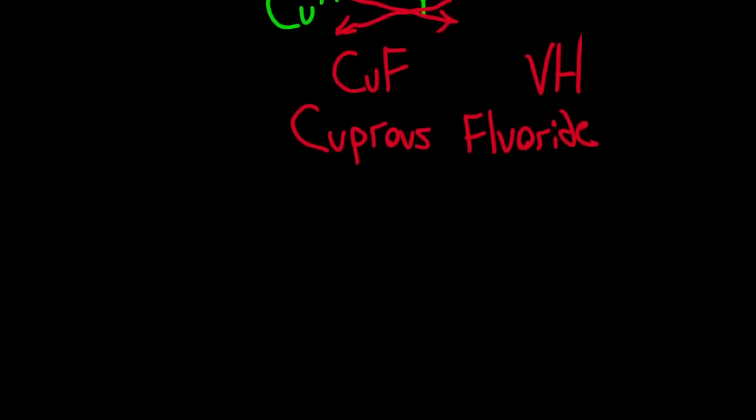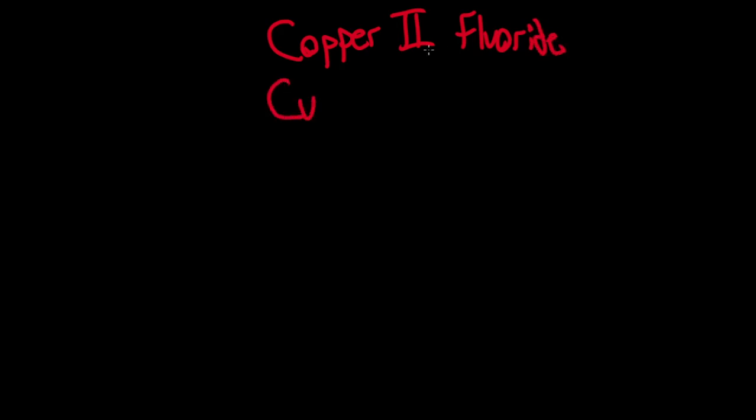So let's go to the next example, which is copper 2 fluoride. Again, I'm using those Roman numerals. Copper 2 fluoride. So I have Cu. I know what my charge is going to be. It's going to be +2, and just like last time, F is going to have a -1 charge. So I do my crisscross, and this time I get CuF2.